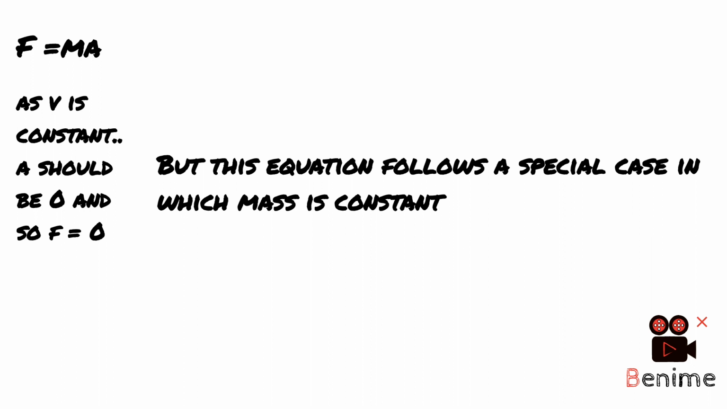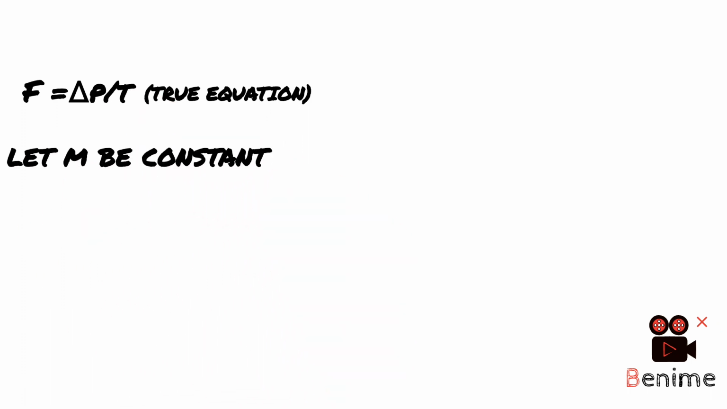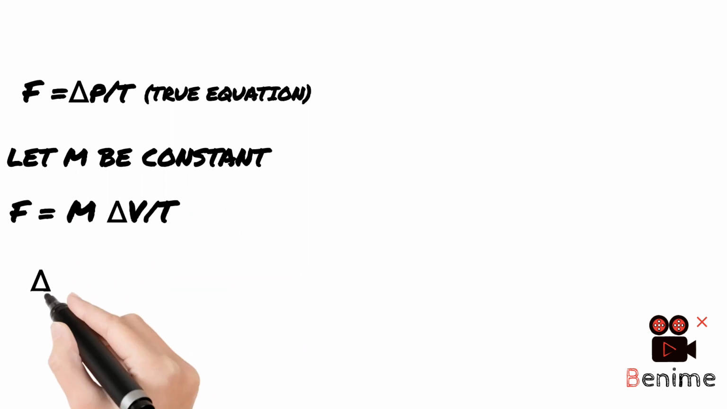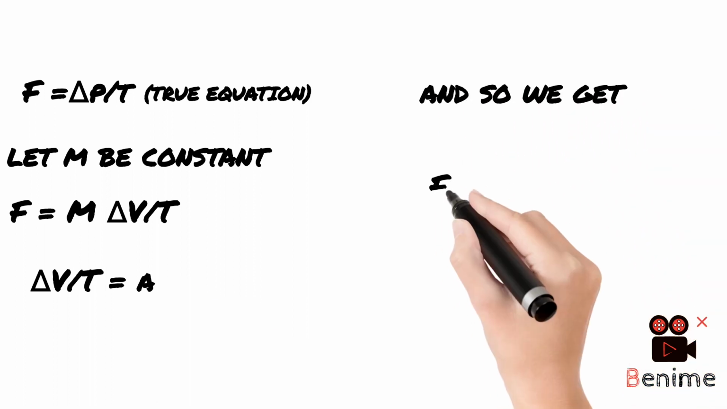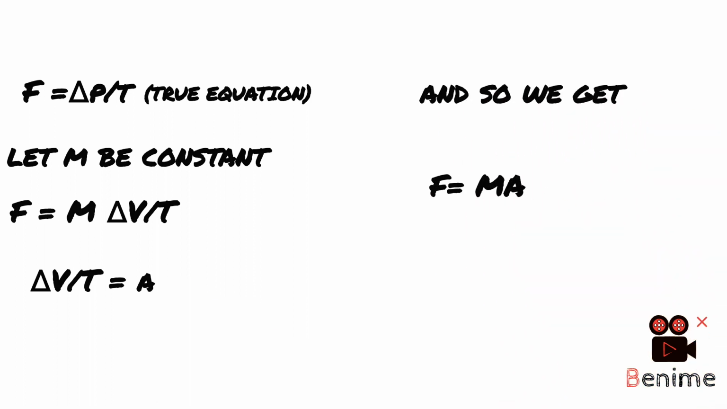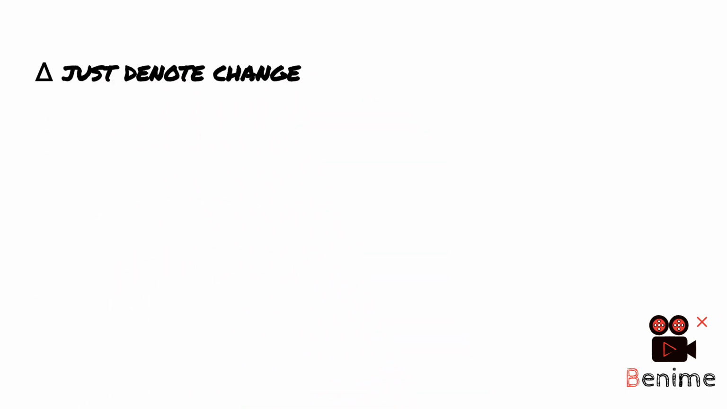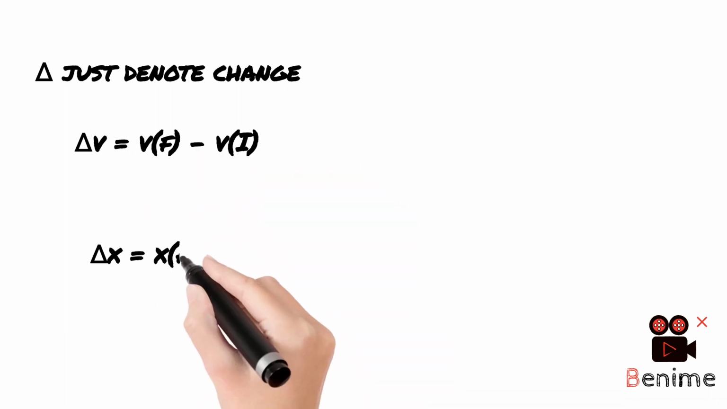The original, or say the main equation for the force is F equals delta P by t. Here we suppose mass stays constant. So when we break down the equation we get F equals m times delta v by t. And we know delta v by t is just acceleration, so we get F equals ma. Now those who are wondering what delta is, it just denotes the change, which means delta v is just final velocity minus initial velocity, and delta x is just final x minus initial x.